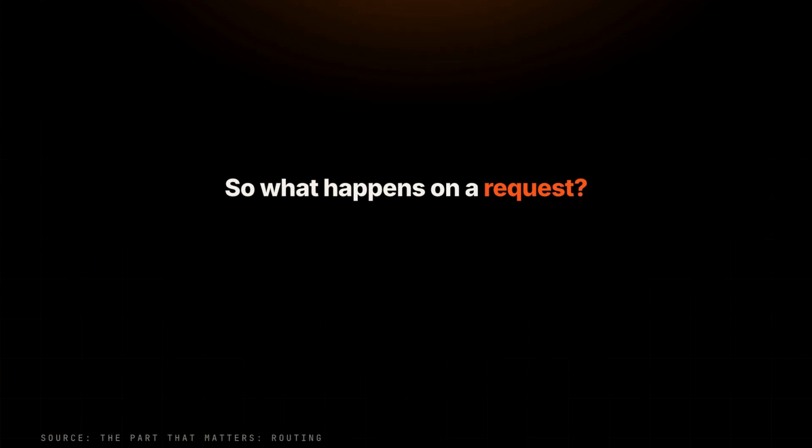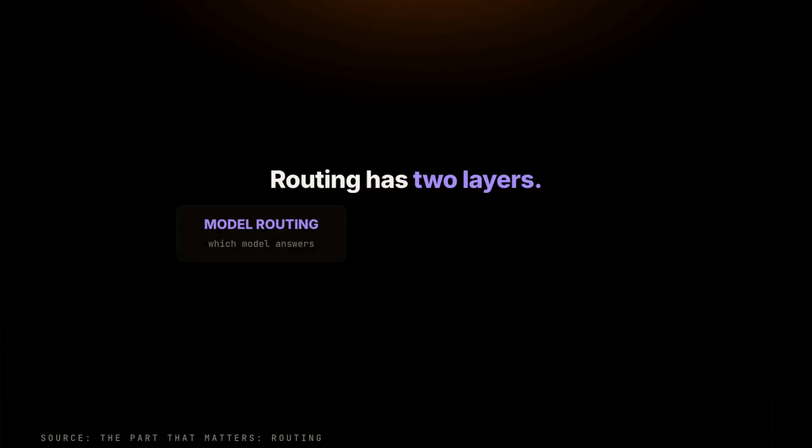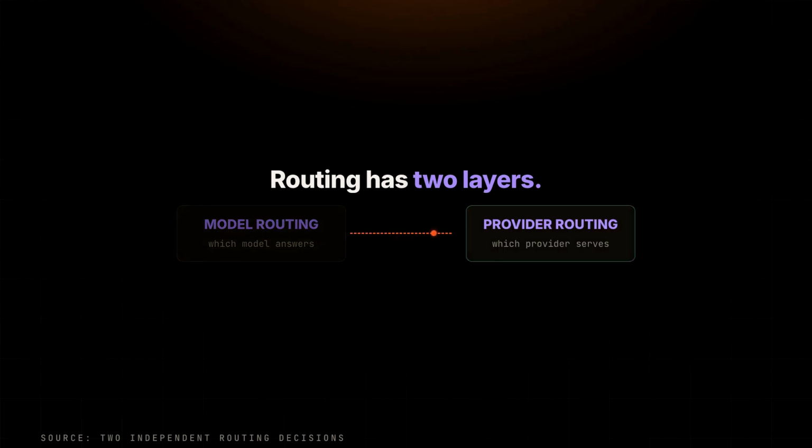So here is the interesting question. When you send one request to one endpoint, what actually happens next? This is where routing comes in and where OpenRouter gets clever. Routing is really 2 independent decisions. First, which model answers your request. Second, which provider actually serves that model. OpenRouter separates the 2 and handles each one on its own.